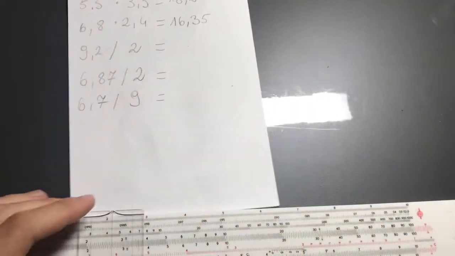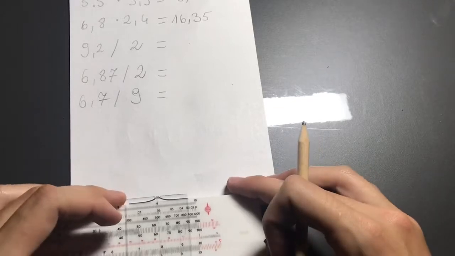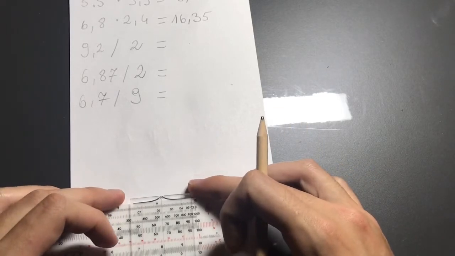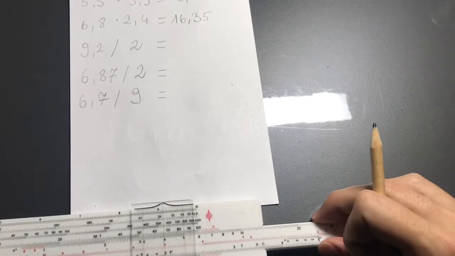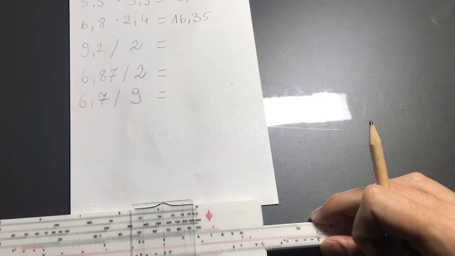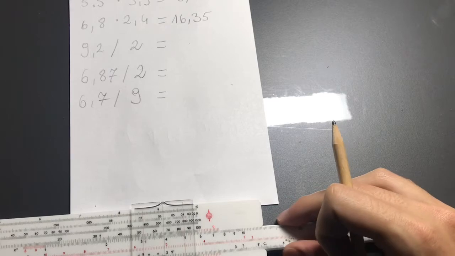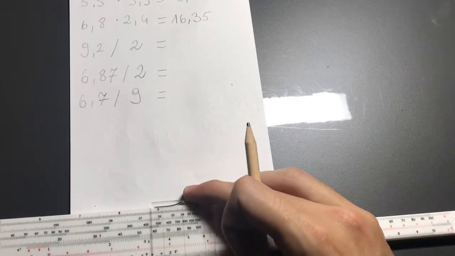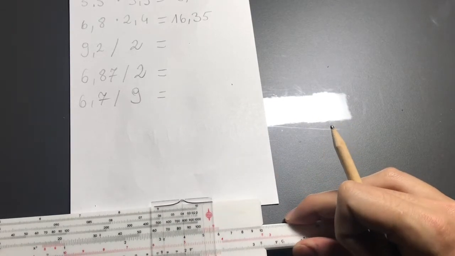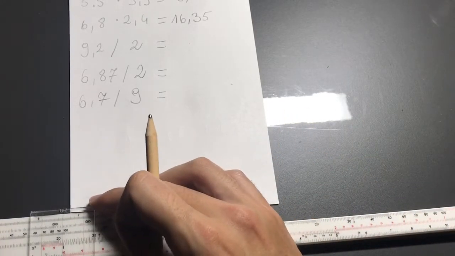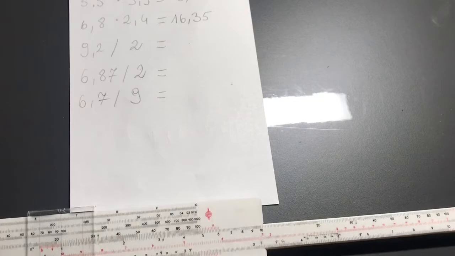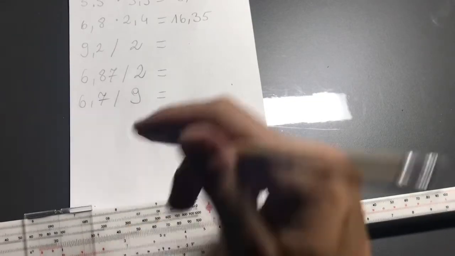Then we have 9.2, which we have over here, and we want to divide it by 2. So we put 2 on top of it, exactly like that, and then we slide it here, and we have 4.6.